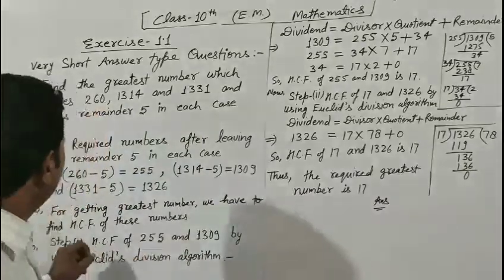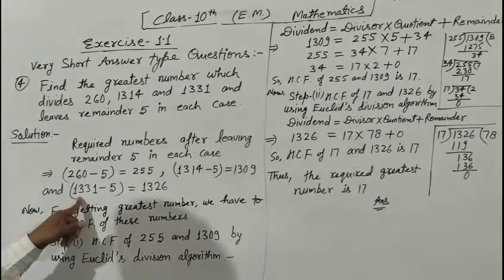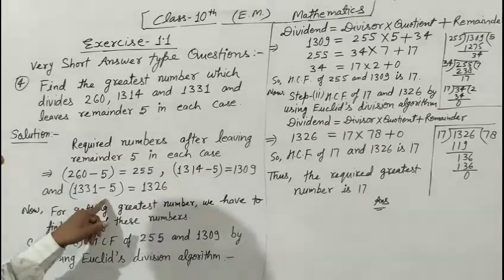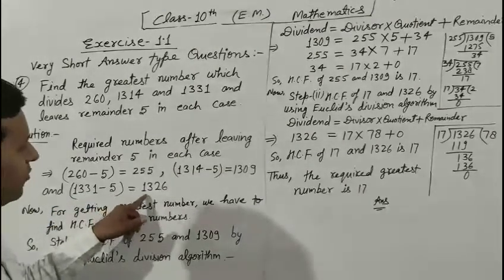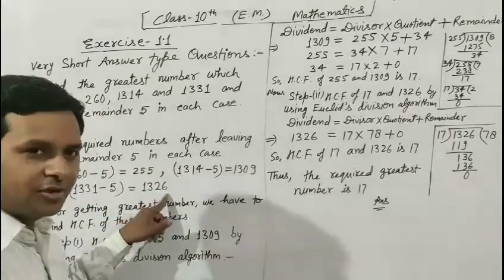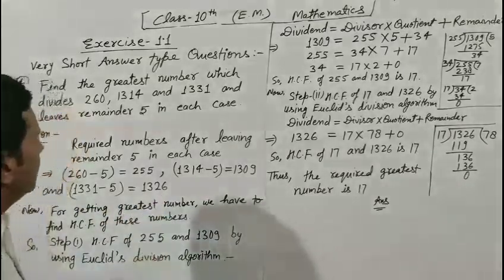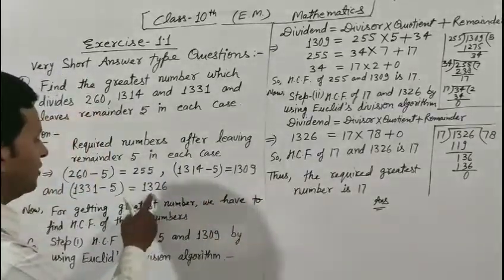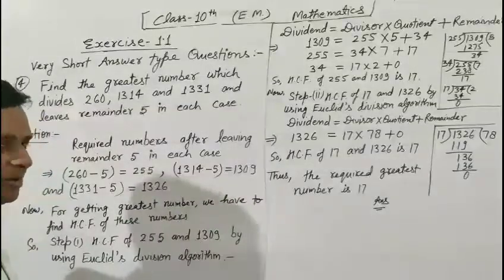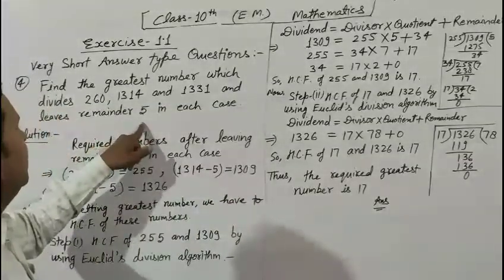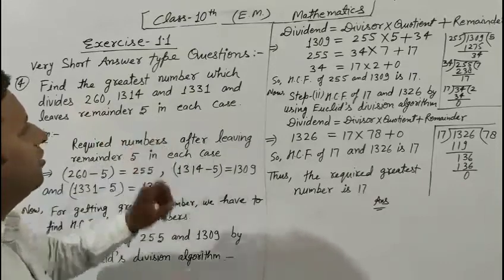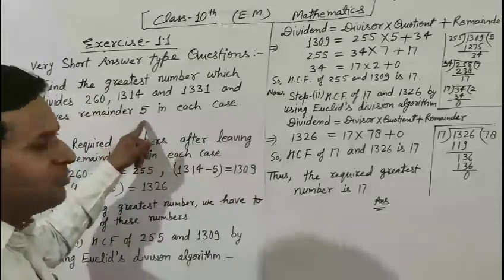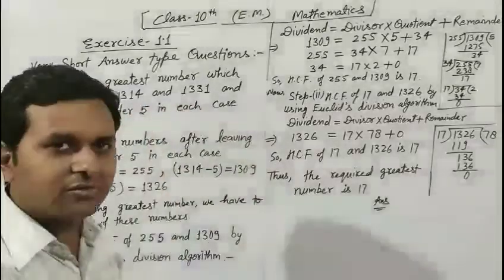In the third number, 1331, we also subtract 5 and get 1326. So our new numbers are 255, 1309 and 1326. Why did we do this? Because the question says the remainder should be 5 in each case, so first we have to subtract this 5 from all the given numbers.